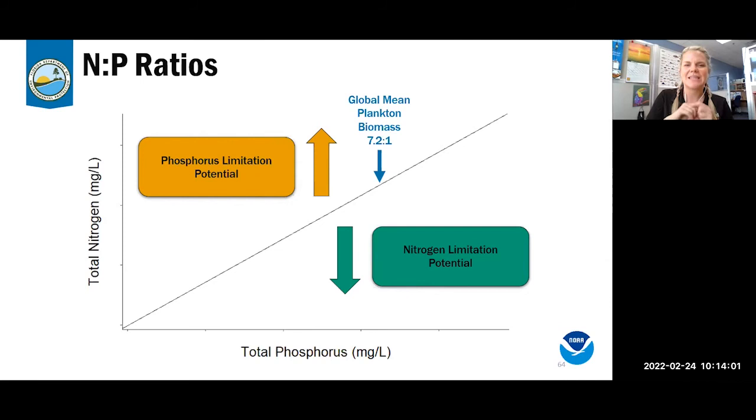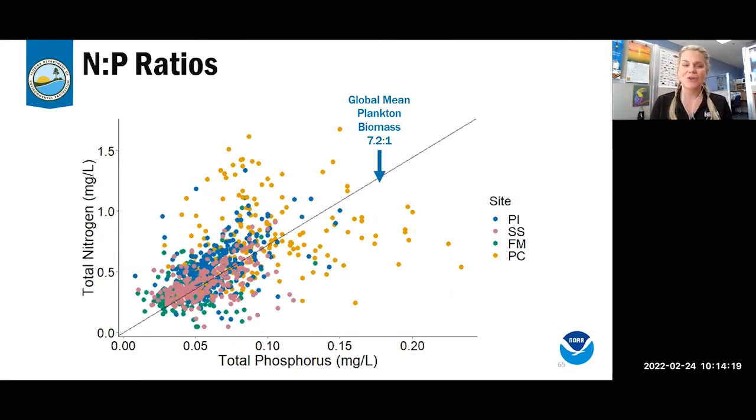So I'm calling this the global mean plankton biomass, and it's represented by that line. Anything above this line has higher nitrogen and it has the potential for phosphorus limitation. And anything below this line has more phosphorus and the potential for nitrogen limitation. So here's all of our SWMP data, and you can see there's a lot of variability going on. Each point represents 1 month since 2002 at each of the 4 water quality stations. The most variable does appear to be Pellicer Creek.